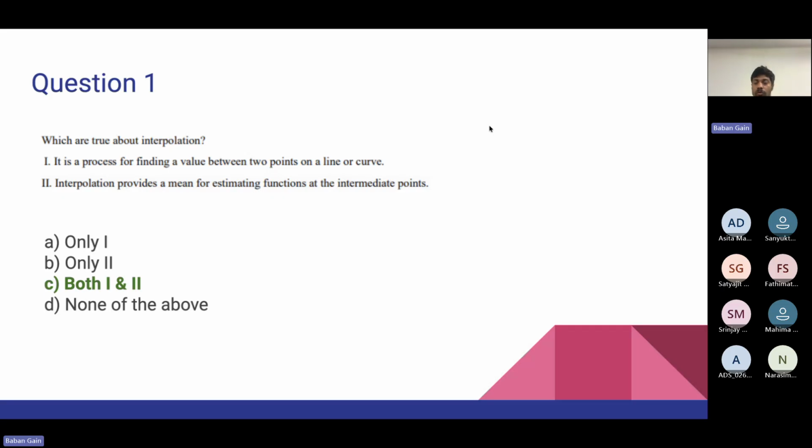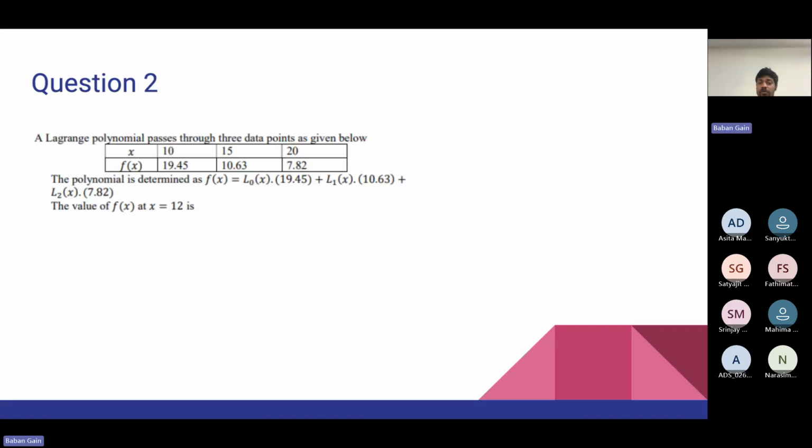So actually, both of the statements are true about interpolation. It is for finding a value between 2 points or on a line or curve. Given some points, you are estimating some value at some intermediate point. So they basically mean the same. This is a little bit lengthy, so I will solve the question.